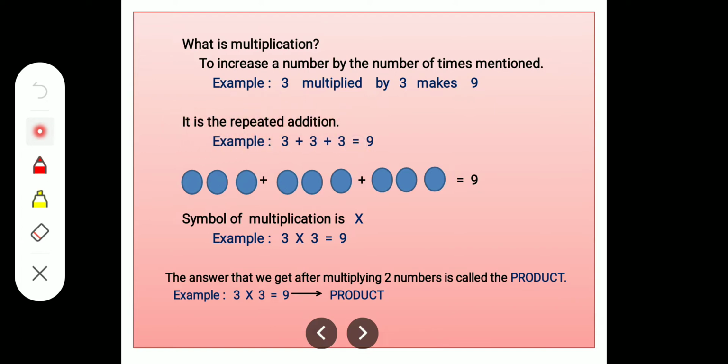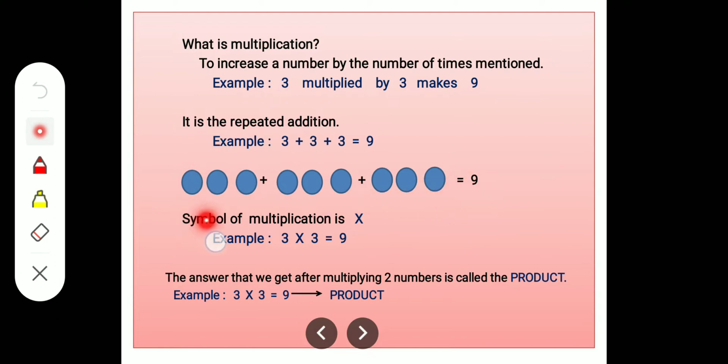Why is it repeated addition? 3 plus 3 plus 3 is equal to 9. So we have written 3 for 3 times. So it is getting repeated for 3 times. So that is why it is repeated addition. So here we can see that there are 3 circles, 1, 2, 3 in the first group, again 3 circles in the second group, again 3 circles in the third group, and they make 9.